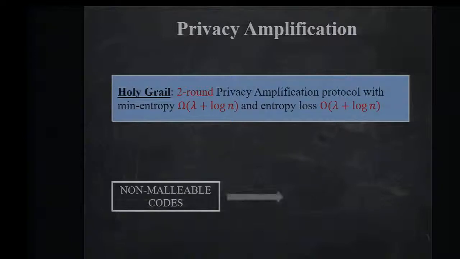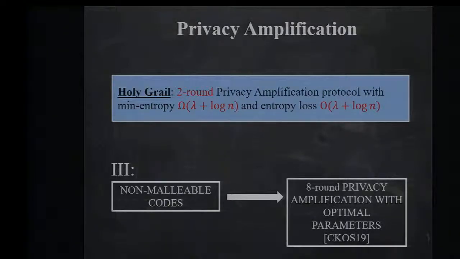So recently we have a transformation that took non-malleable codes and gave a potential construction of an 8 round privacy amplification protocol. This essentially assumes some strong properties about non-malleable codes, which we know how to build, and it assumes some properties which we don't know how to get. But essentially this is sort of a proof of concept. We show that if you have very good non-malleable codes, then here is a way to build constant round privacy amplification protocols with cool parameters. And this is joint work with Ishan Chattopadhyay.